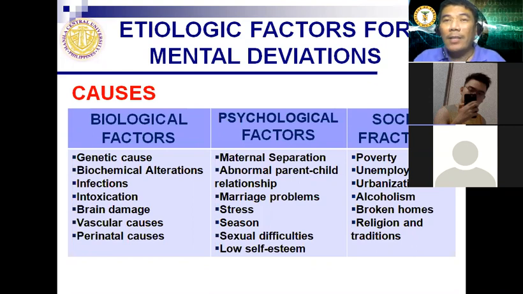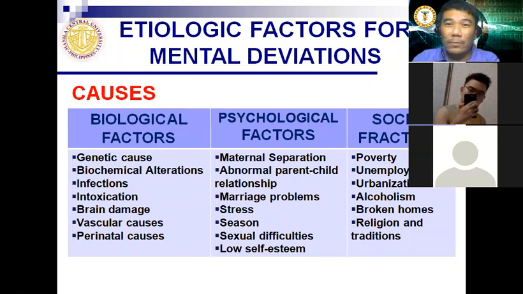Next, biochemical alterations. What do you mean by biochemical alterations? These are related to neurotransmitters, and usually the neurotransmitters such as serotonin and dopamine matter. If there are findings related to it, these are biological factors. Infection: if the client had a previous infection such as meningitis, that is directed to the brain. Any other infection that affects the brain, such as encephalopathies, causes damage to the brain, so it may lead to mental deviation.